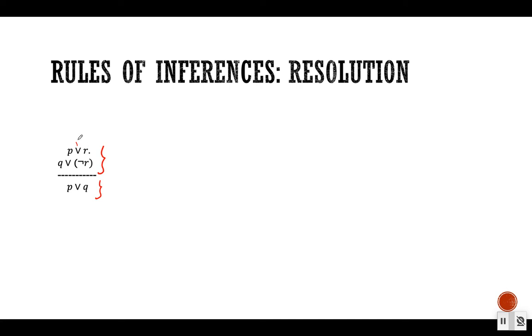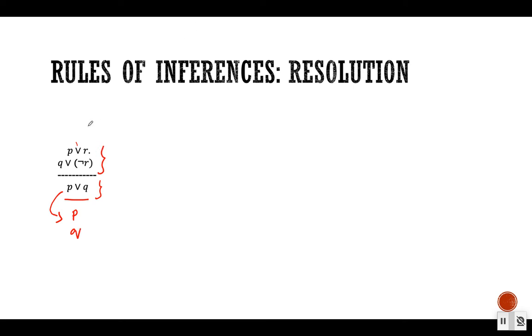So what do we see here? P or R is true, that means one of them is true: either P is true or R is true. Now Q or not R is also true, so either Q is true or not R is true, which means R is false. If both of these are true, then P or Q has to be true. That means either P is true or Q is true; any one of them has to be true.